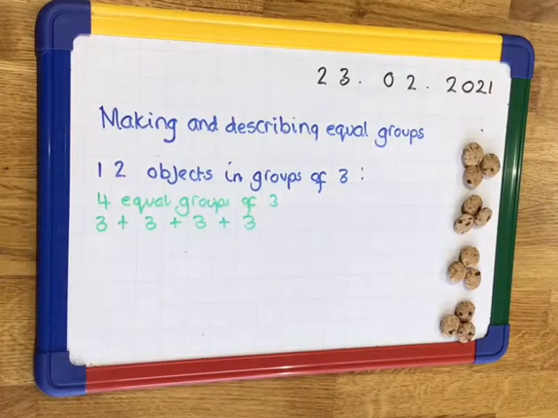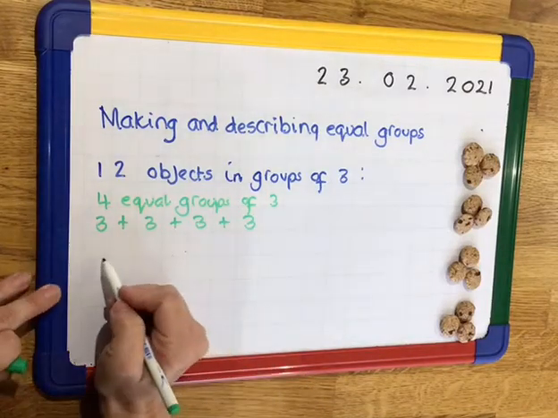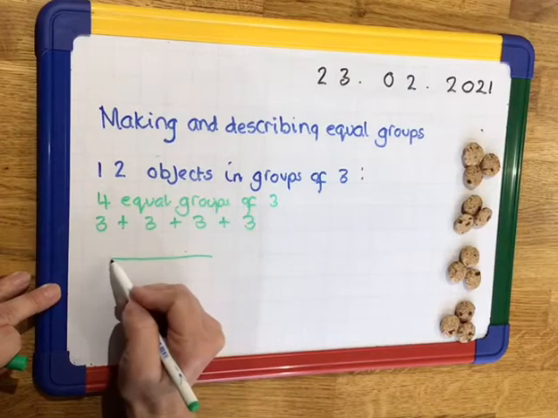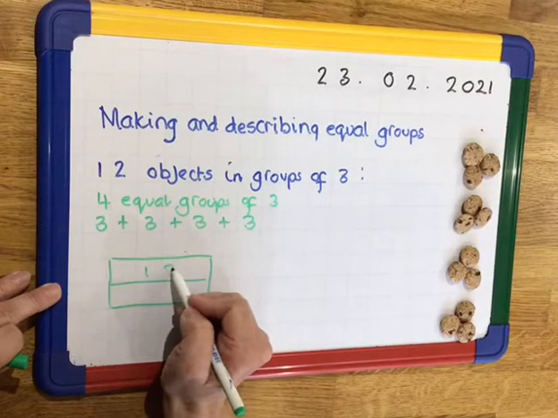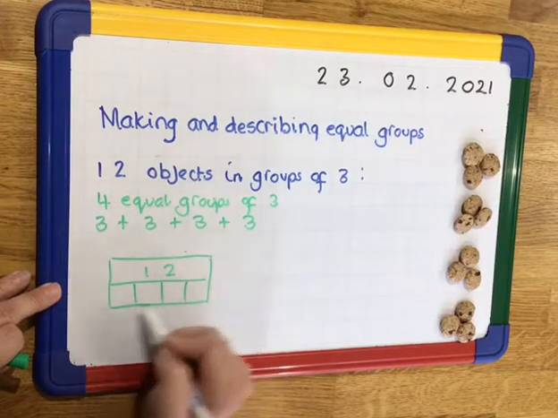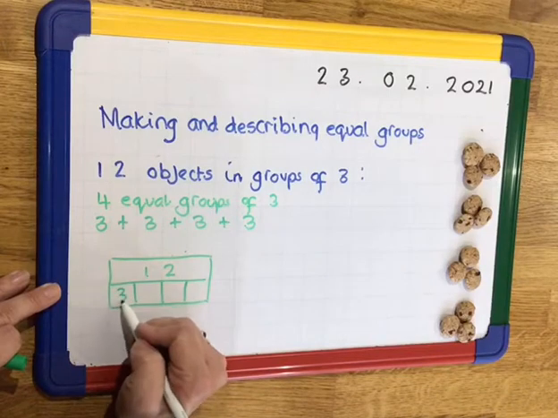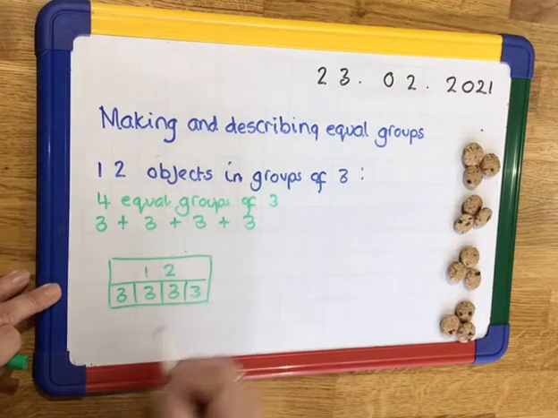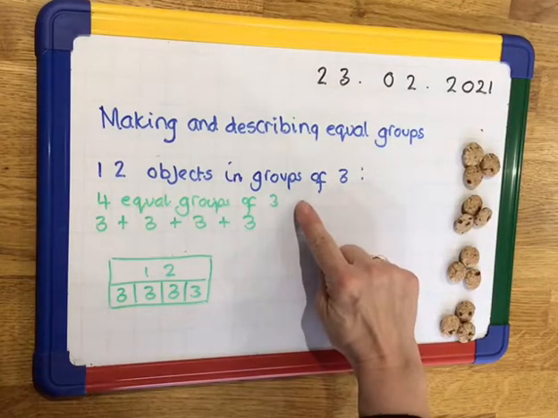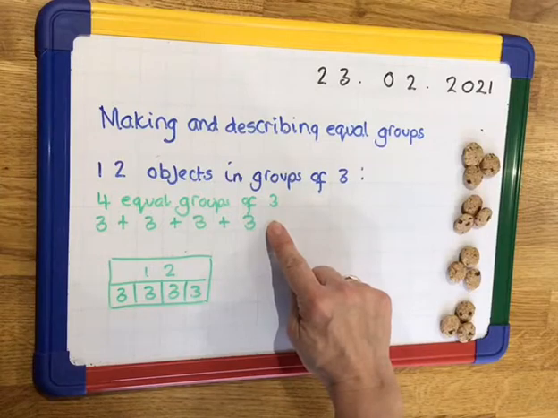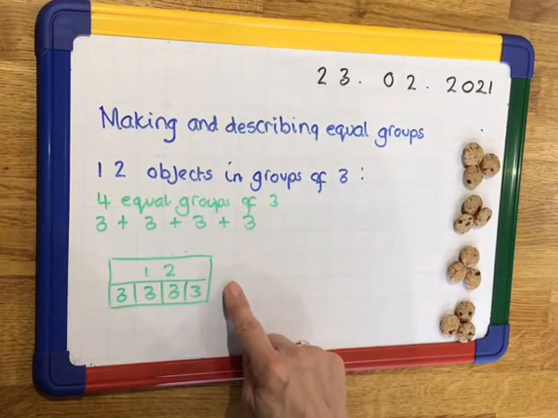I wonder how I could write it as a bar model. Pause the video for a moment and talk to your grown-up. If I wrote it as a bar model, children, I could do this. My whole is here, and I split it into 4 groups, so I've got 4 boxes here, and there are 3 in each group. So now I'm dividing my 12 objects into groups of 3. I can describe it as 4 equal groups of 3. I can use a repeated addition, 3 add 3 add 3 add 3, or a bar model.